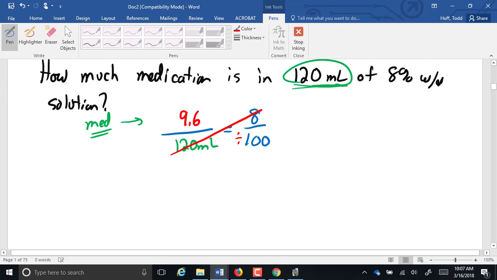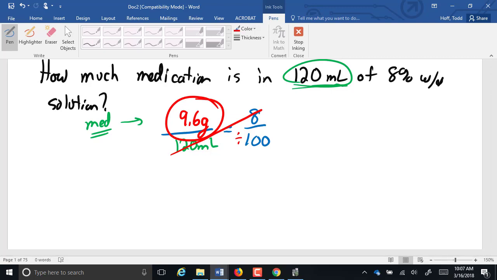Here's the tricky part though: 9.6 what? Grams. Very good. It's already in grams. If we have the percent and we're going backwards, what we're going to get is grams. Then you'd have to move the decimal to make it 9,600 if you wanted milligrams. It doesn't ask that, just how much. On a test, I would put what units I was looking for by the answer if I was looking for a different unit.